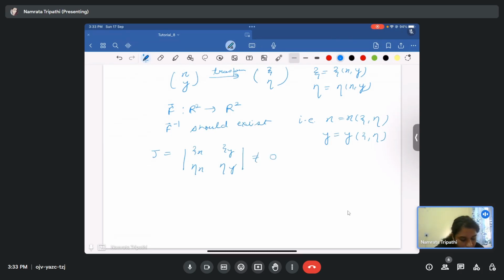So whenever we consider the transformation, first of all we will check the Jacobian. We will choose xi and eta, the function of x and y. Then we will check the Jacobian for xi and eta. This should not be equal to 0. If the Jacobian is not equal to 0, you can move further. You can find the canonical form.